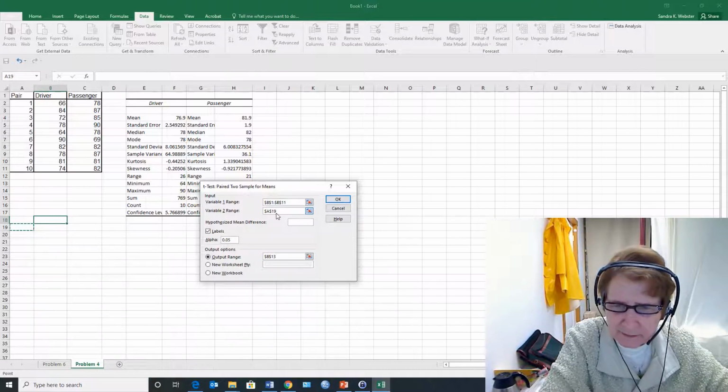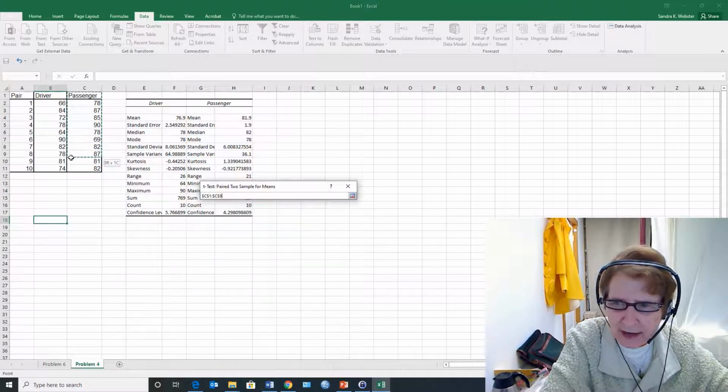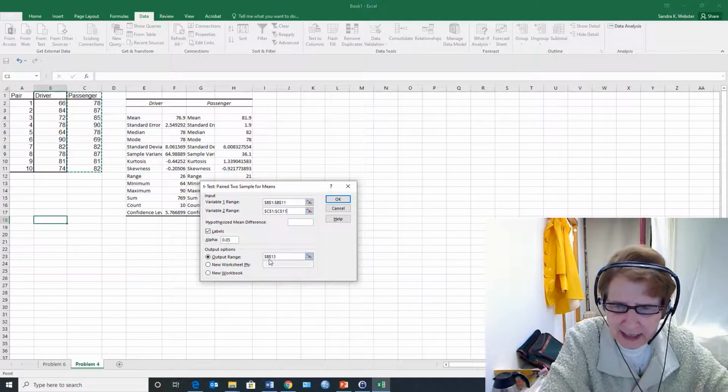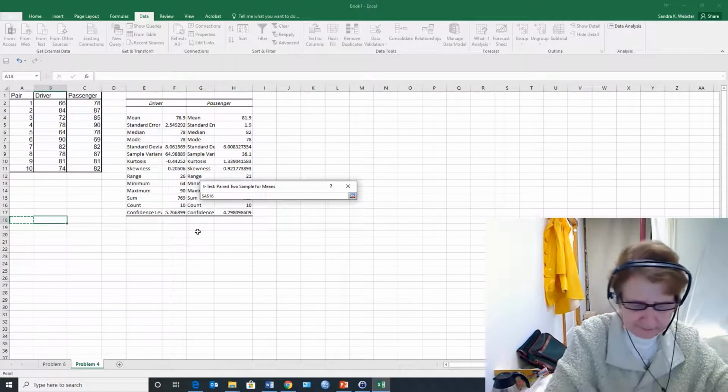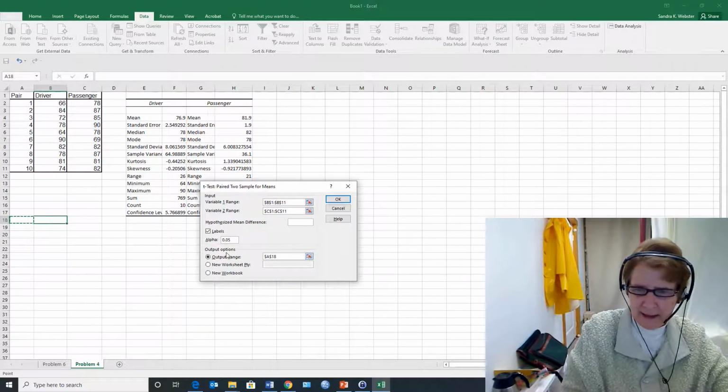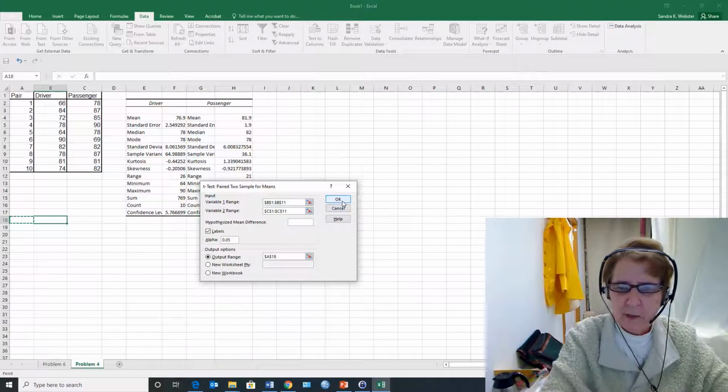Now you see what it did? It changed my variable 2 range instead. So I have to be very careful. I clicked here, I clicked here, I clicked here, but it keeps choosing other places. Now I've got it. It's just a little glitchy that way.